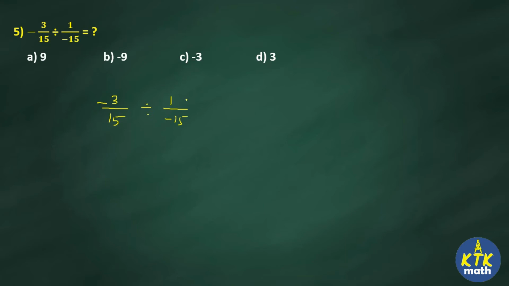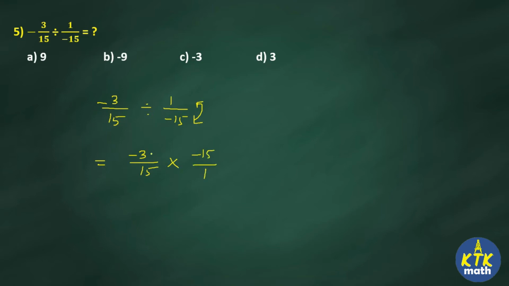The next step, you are going to keep the first fraction the same. Keep the first fraction, whatever they are giving in the question, the same. Then write the multiply symbol and find the reciprocal of the second fraction. Reciprocal means upside down. Your numerator will be your denominator and denominator will be your numerator. Just interchange. So this will be minus 15 divided by 1.